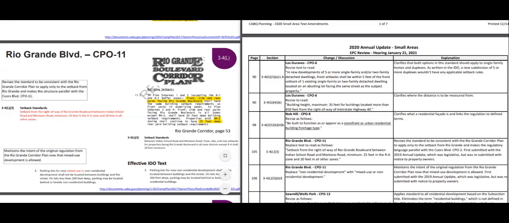The next change that we have to this area is in subsection 34M5C. This would replace the header and text to read as follows: building design for mixed use and non-residential development. And the following regulation would read, in mixed use and non-residential zone districts, the following building design regulations apply. And it continues on with these regulations.